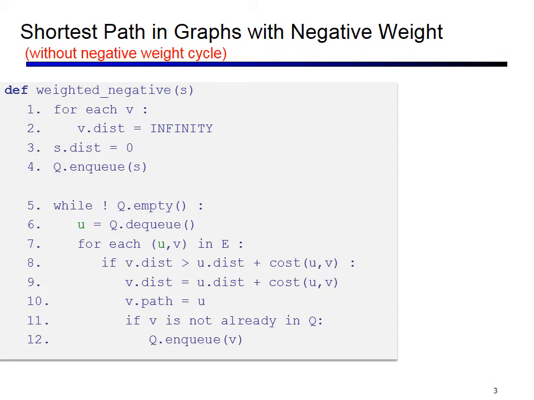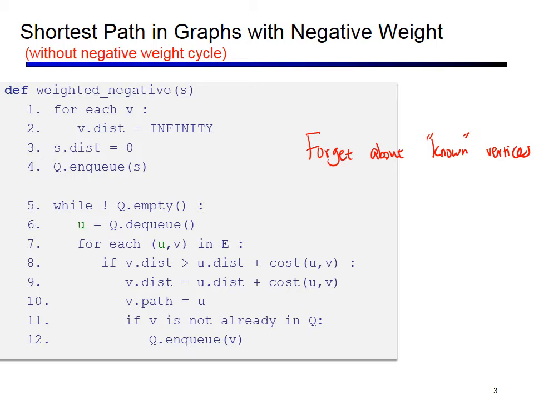Here is the resulting algorithm. It is very similar to the Dijkstra algorithm, but with an important difference. The notion of cloud doesn't exist. In other words, the algorithm forgets about the known vertices. The algorithm has an initialization step in which the dist field is set to infinity for all nodes except the source, and the dist of the source is set to 0, and the source is placed in the queue.